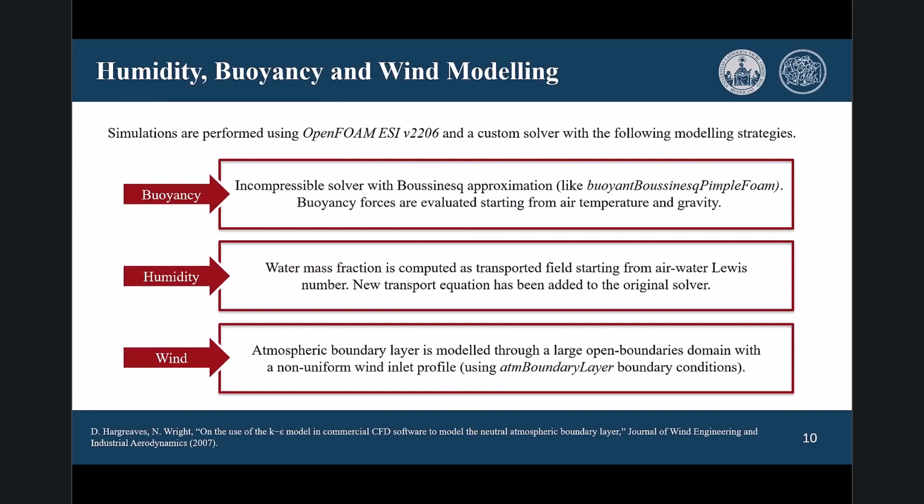We are currently working with the ESI version of OpenFOAM, in particular with version 22.06. And we are working with a custom incompressible solver. Buoyancy is modeled following the same methodology of the buoyantBoussinesq solver. So we are considering constant density and a variable volumetric vector mass force acting on the fluid. As we are working with an incompressible solver, we cannot directly model humidity, but we are considering humidity as a transported field.